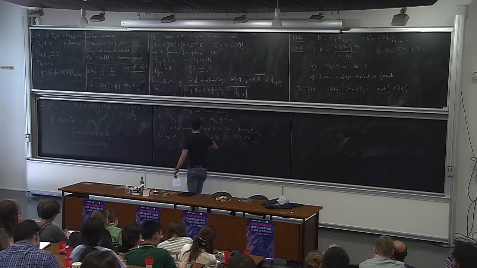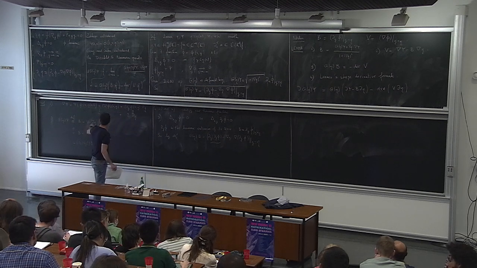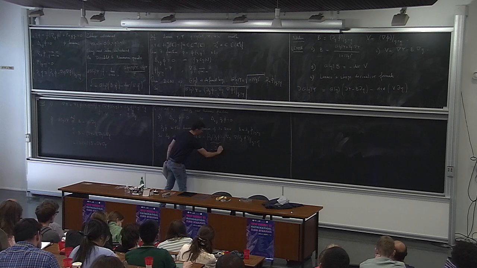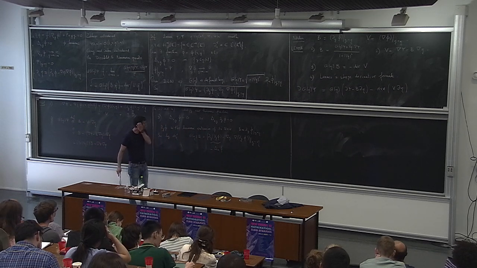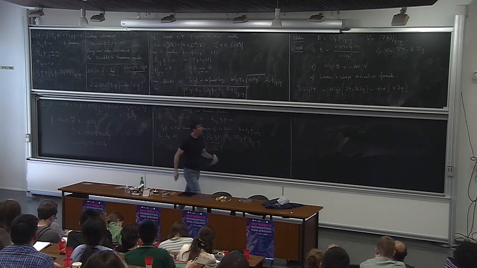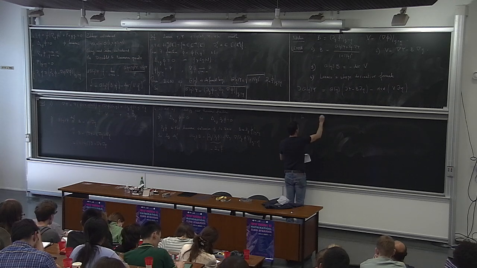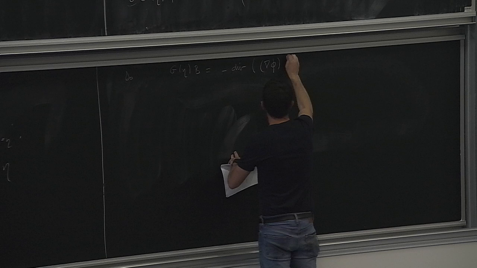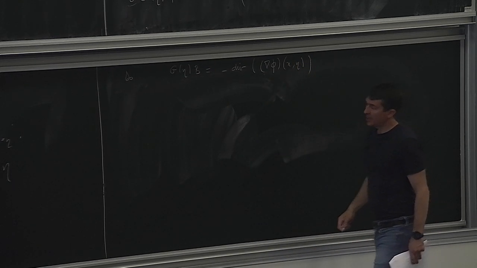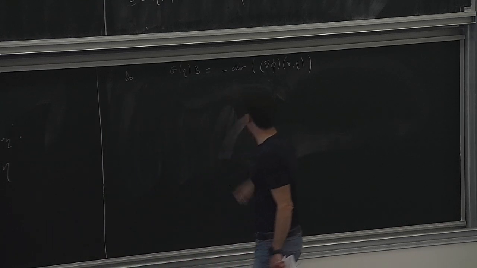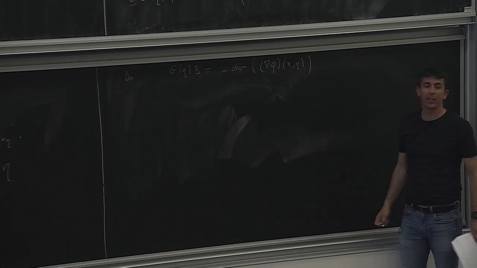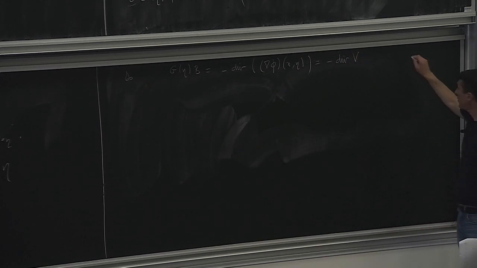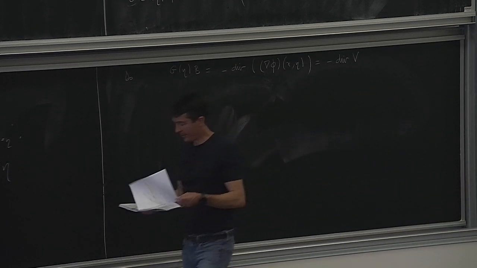Now, this term here can be expressed as minus the Laplacian with respect to x of phi. So, just by using the chain rule, we see that the quantity here is the divergence of the gradient of phi evaluated on the free surface, which is equal to minus the divergence of V by definition of capital V. So this proves the third identity.